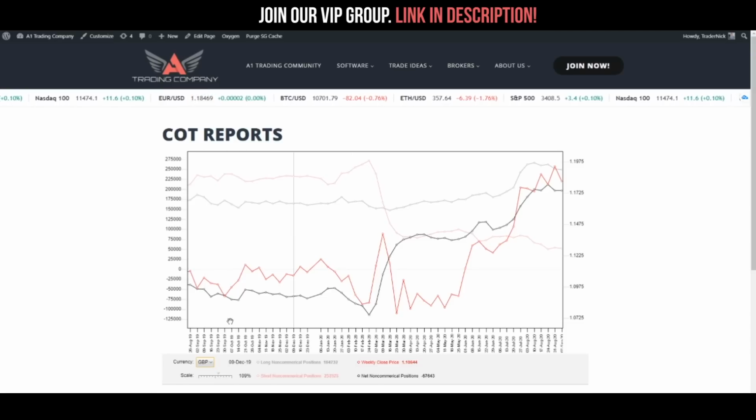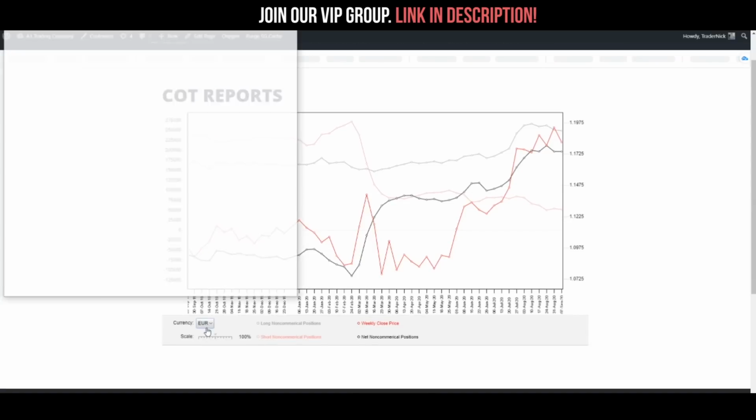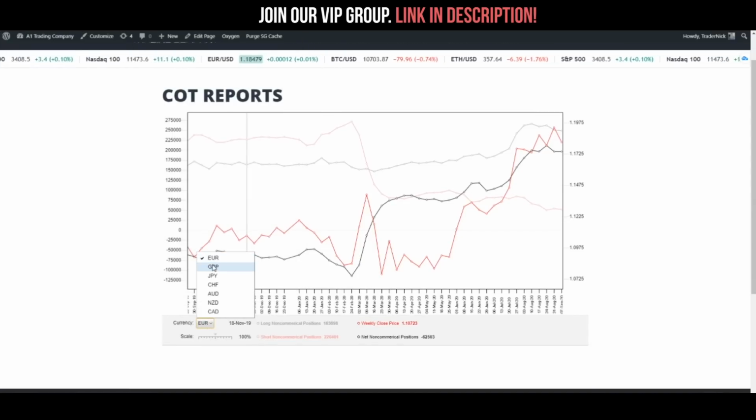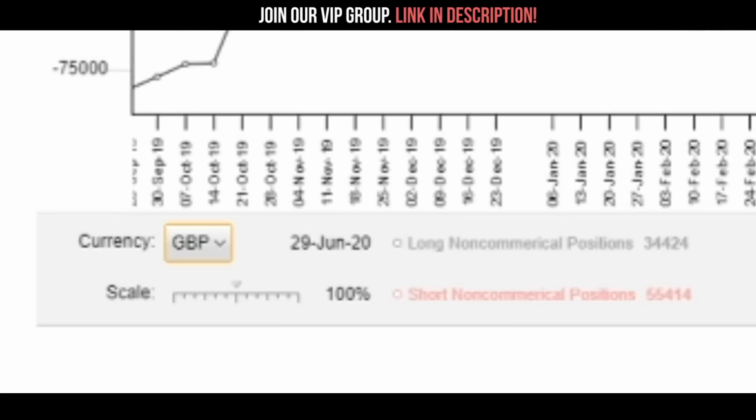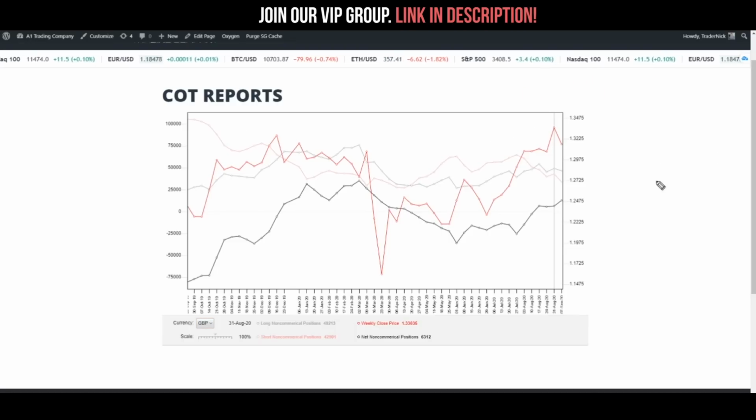Maybe we can find something that's a little bit easier to look at. So let's refresh the page. And if I switch over to GBP, is that going to do it? There we go. Okay, so now we're looking at the GBP, and this is interesting too. So let's dive into this.